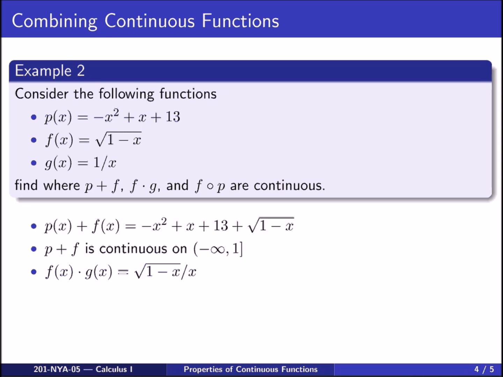So what we will get for the domain and also for the values where the function is continuous is all values going from minus infinity to 1 included except 0, which could be written as the interval going from minus infinity to 0 excluded union with the interval going from 0 excluded to 1 included.